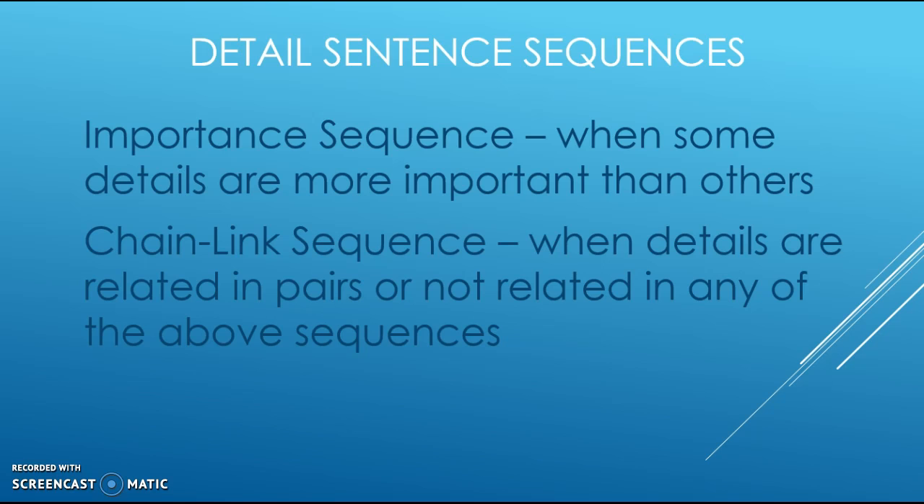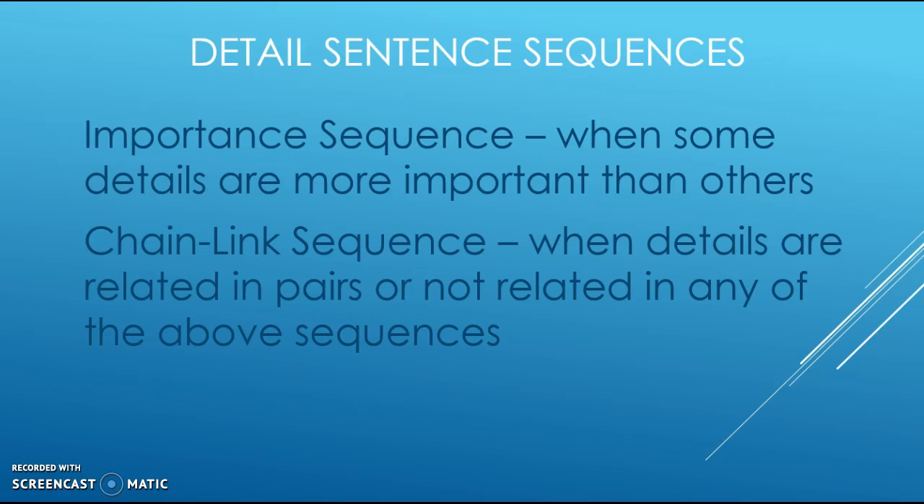And what is a chain? What does a chain look like? A chain has many separate links that are hooked together. They are loose and flexible, but they are hooked together in some way. The chain link sequence works in the same way. It links together separate details that are not related through the 4 other types of relationships we talked about. So the chain link sequence is to be used when the other 4 sequences can't be used.